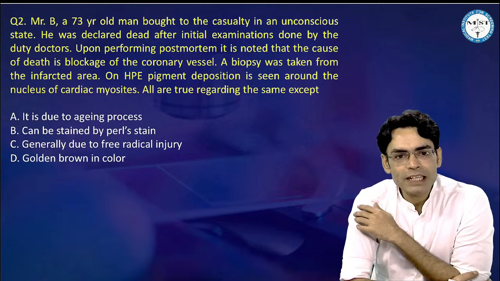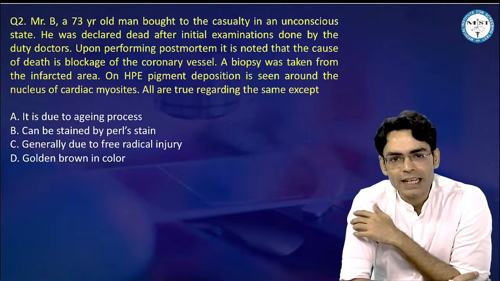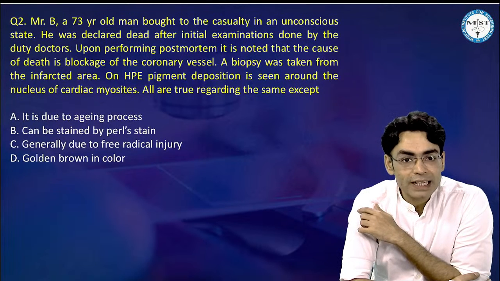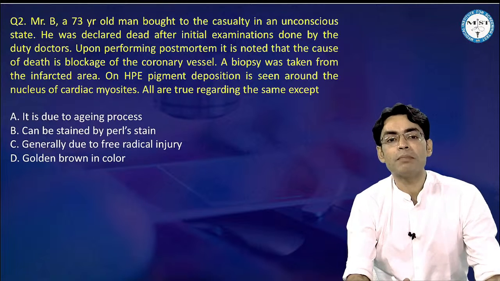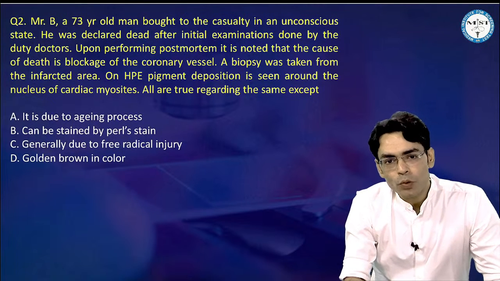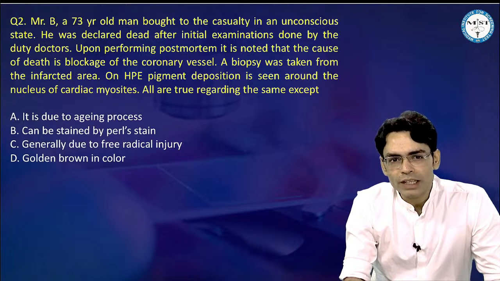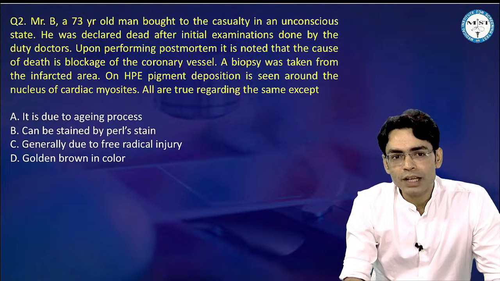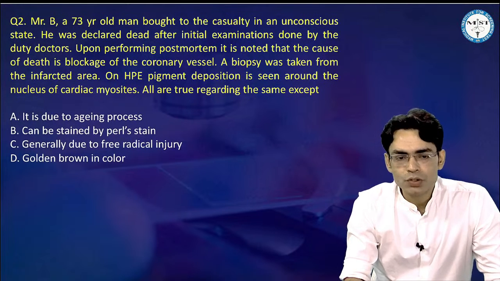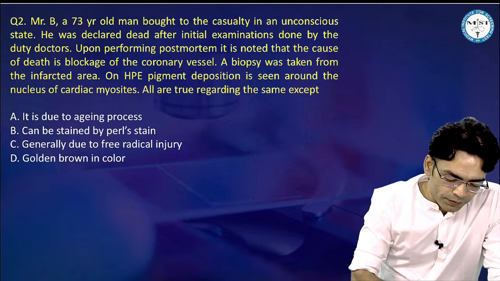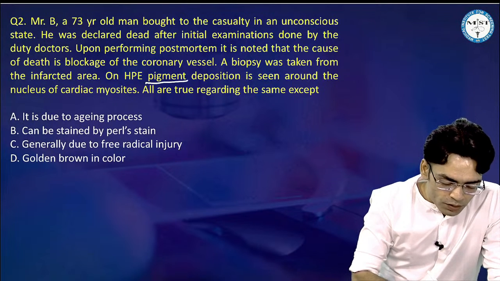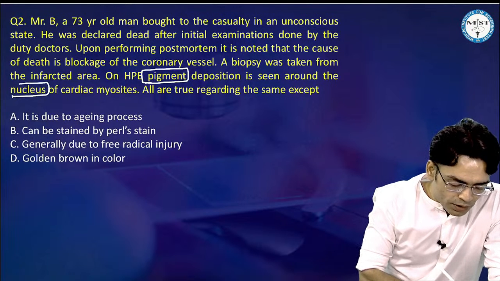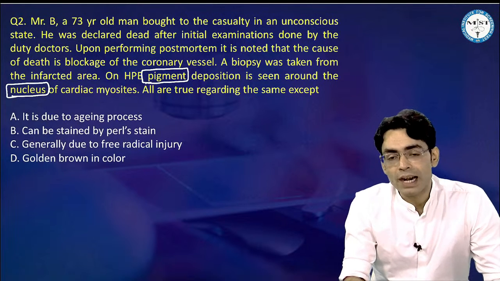Mr. B, a 73-year-old man, was brought to the casualty in an unconscious state. He was declared dead after initial examination by the duty doctors. Upon performing the post-mortem, it is noted that the cause of death is blockage of the coronary vessel, meaning the patient had an MI. A biopsy was taken from the infarcted area, and on HPE, pigment deposition is seen around the nucleus of the cardiac myocyte. As soon as you see two important words here, a pigmented deposition around the nucleus, all are true regarding the same except.